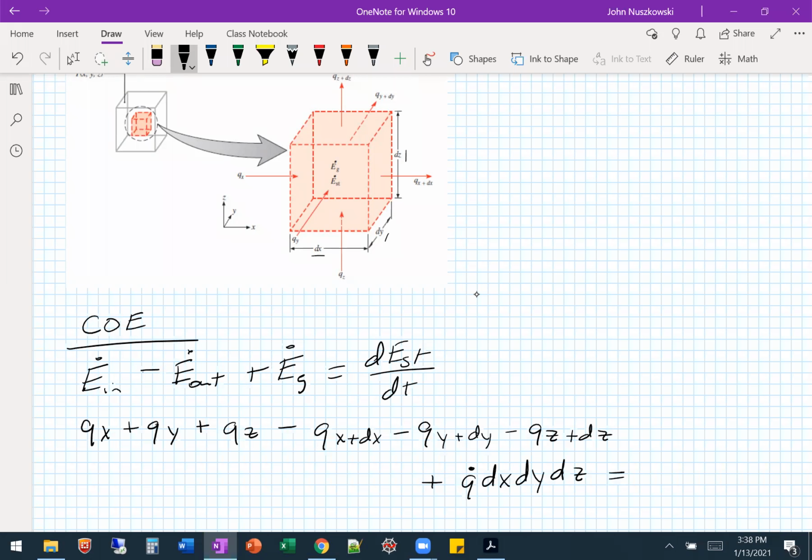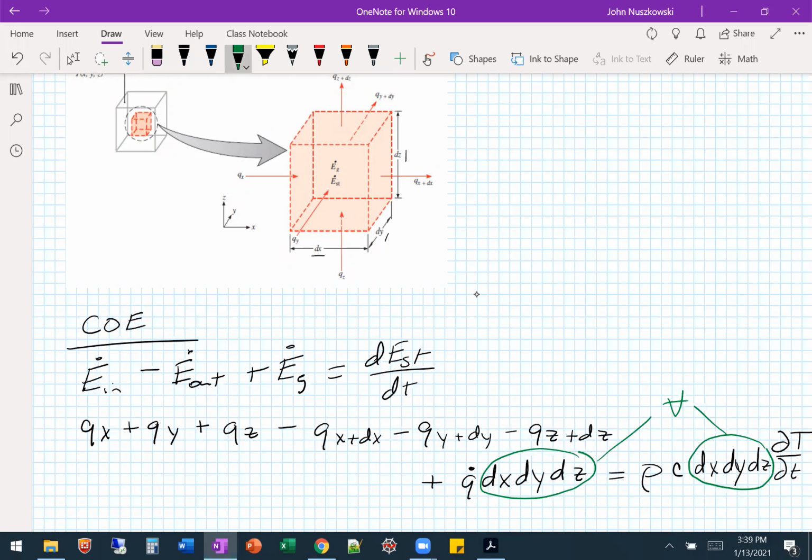The energy stored part, we've already simplified in other problems. If it's incompressible, we have density, specific heat, and then our volume again, and then this is going to be the partial of temperature with respect to time. As a reminder, this is volume, just like this one.